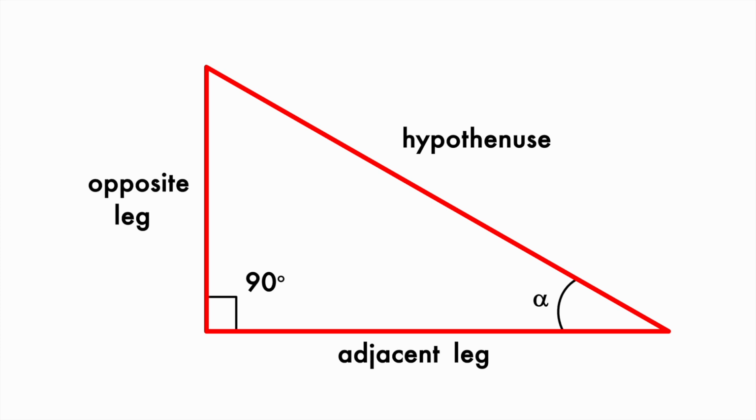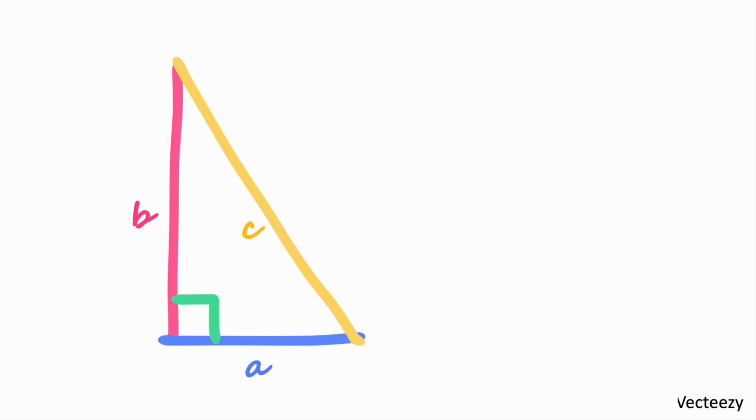It is important to bear in mind that a leg will be adjacent or opposite depending on the angle considered. If instead of alpha we take the angle beta, the roles will be swapped. The lengths of the three sides of a right triangle are related through the well-known Pythagoras theorem.